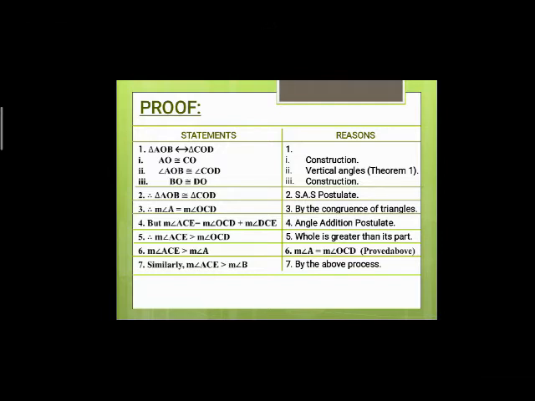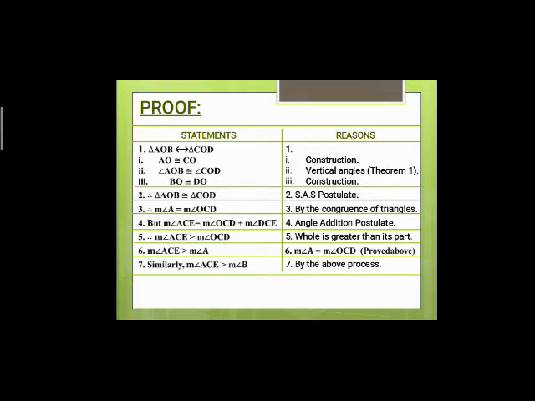By the congruence of a triangle, we say that. So these things are cleared, but in our proof, with the help of the diagram or figure, we already see that the measure of angle ACE is equal to the sum of two different angles, that is, the measure of angle OCD plus the measure of angle DCE, by the angle addition postulate.